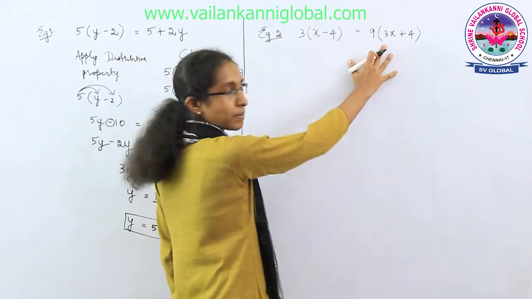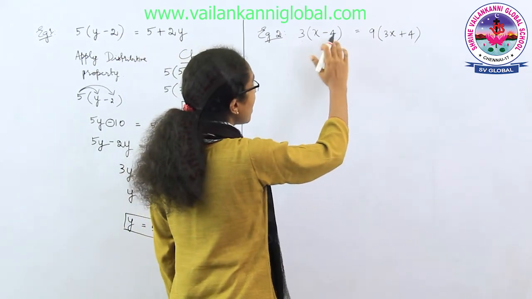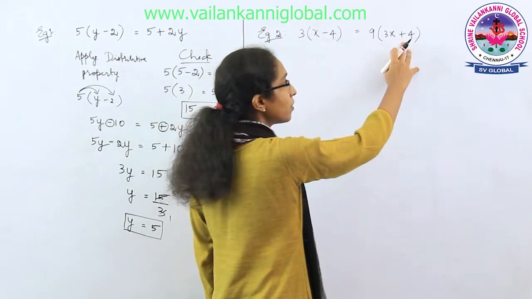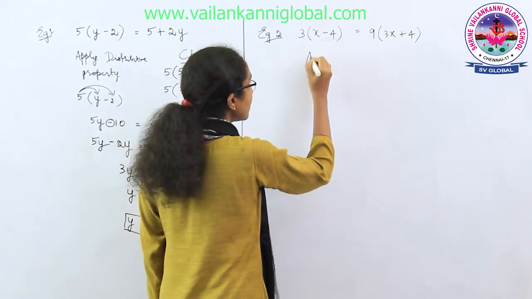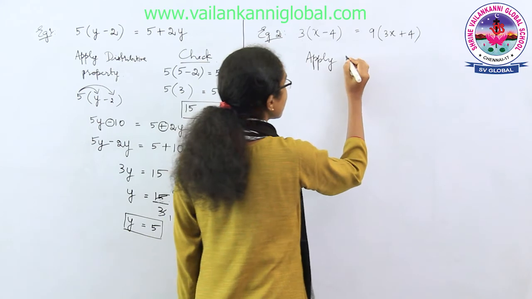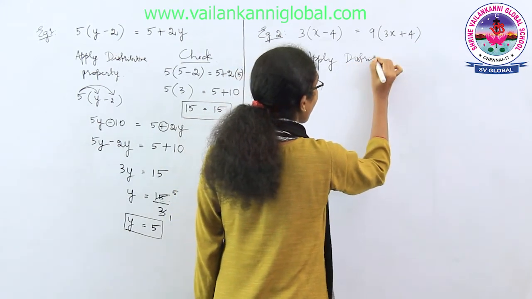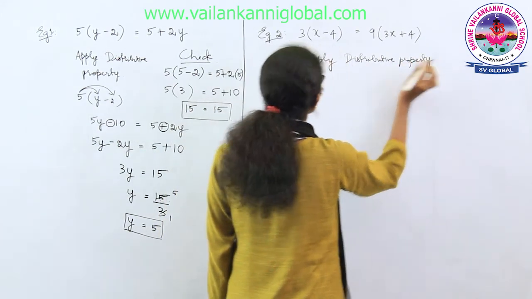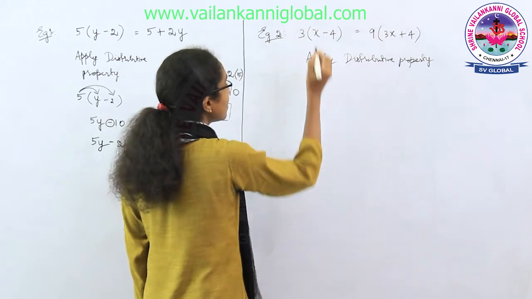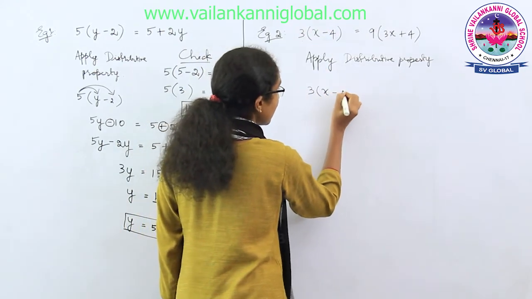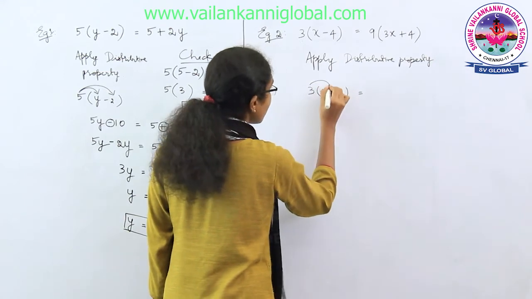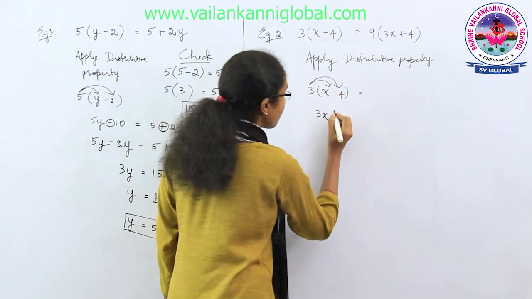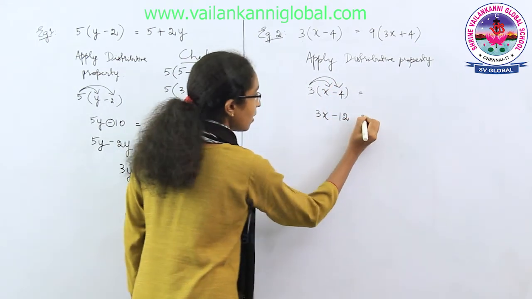Here we have both the expressions with 3 into x minus 4, where x minus 4 is inside the bracket, and even here we have 3x plus 4 inside the brackets. So we apply the distributive property to both sides. When we apply the distributive property, we multiply 3 with each term inside the bracket. Hence we get 3 multiplied with x gives us 3x, and 3 multiplied with 4 gives us 12.